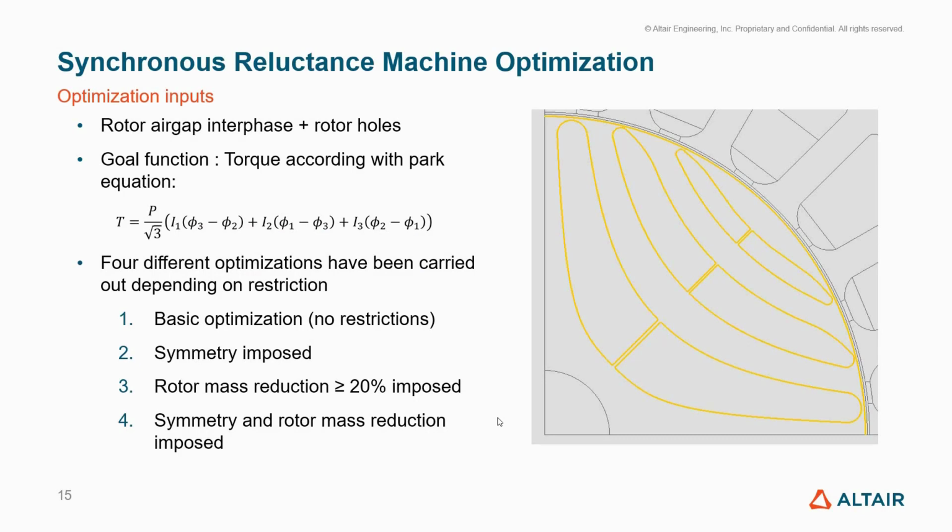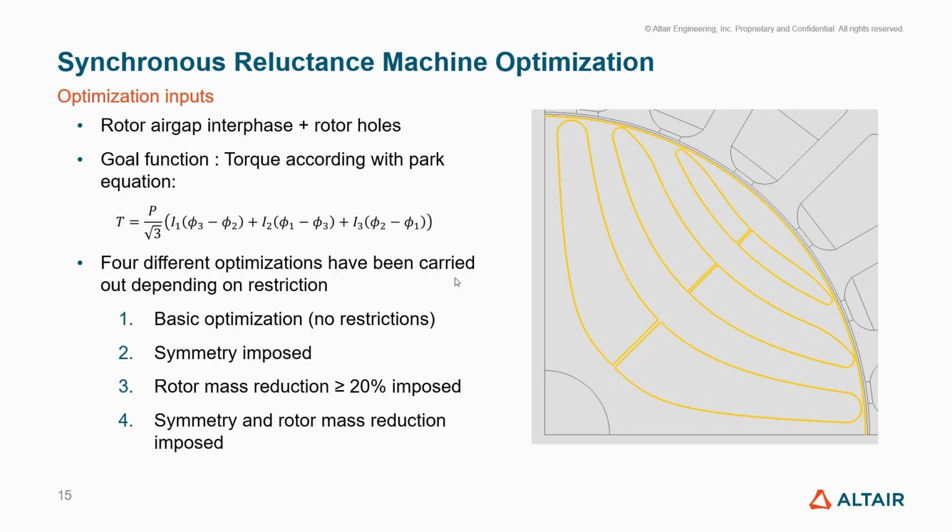For the optimization of the synchronous reluctance machine, we are going to input the rotor air gap interface and the rotor holes, or the windows, as an option for shape optimization. And then the goal is to maximize the torque. And here torque is computed using Park's equation. For this equation, the inputs will be three-phase currents and the flux in the three-phase coils. And this function is computed using the compose function.